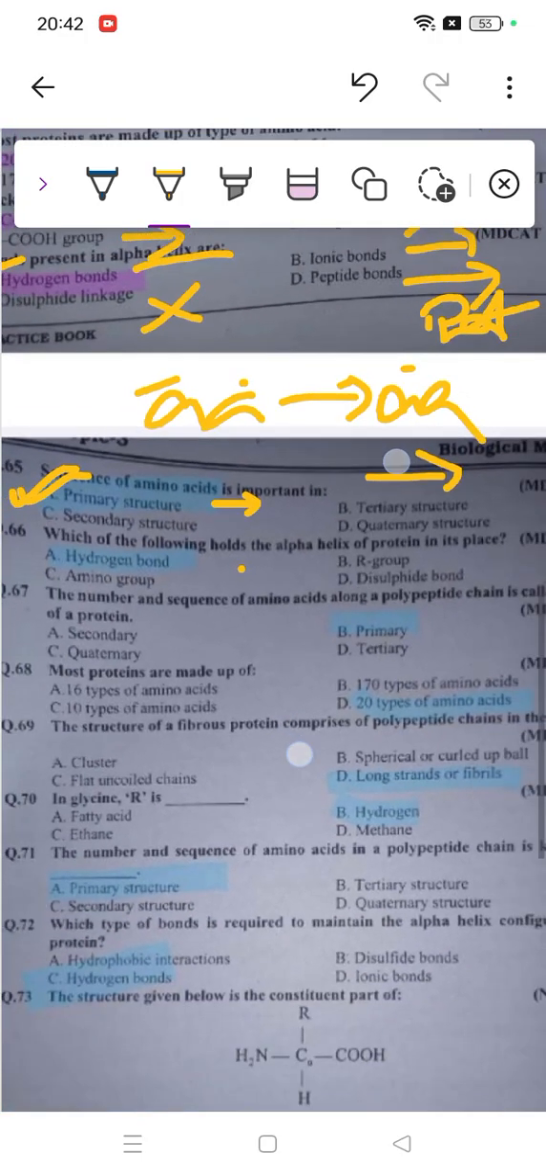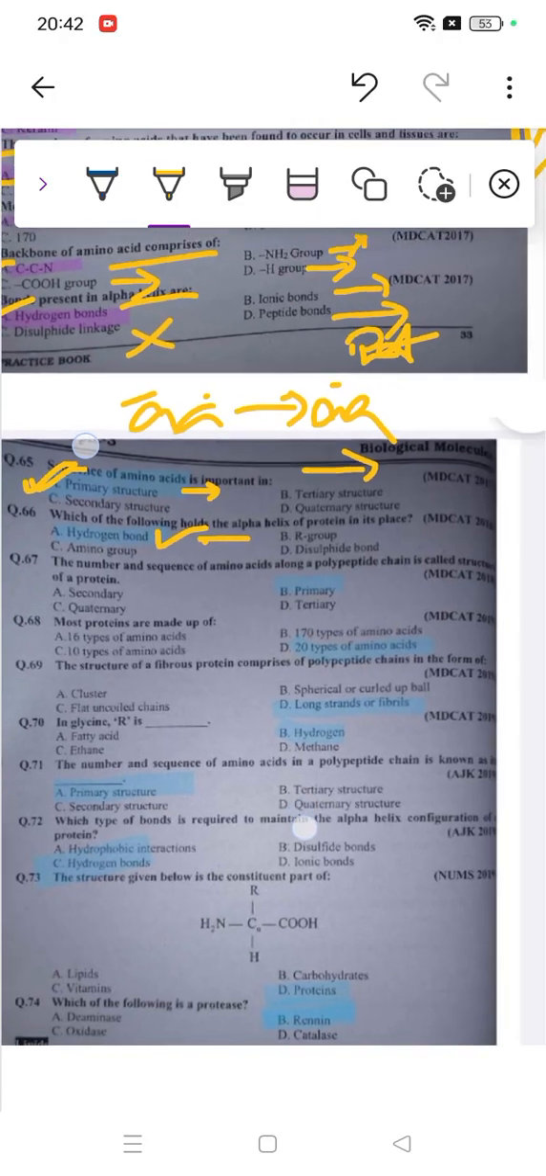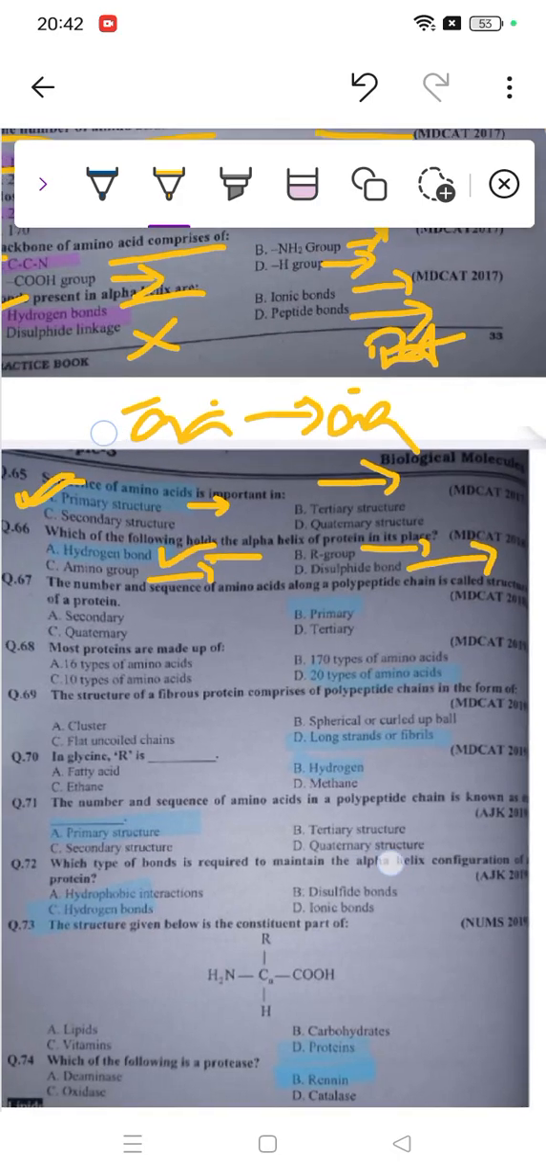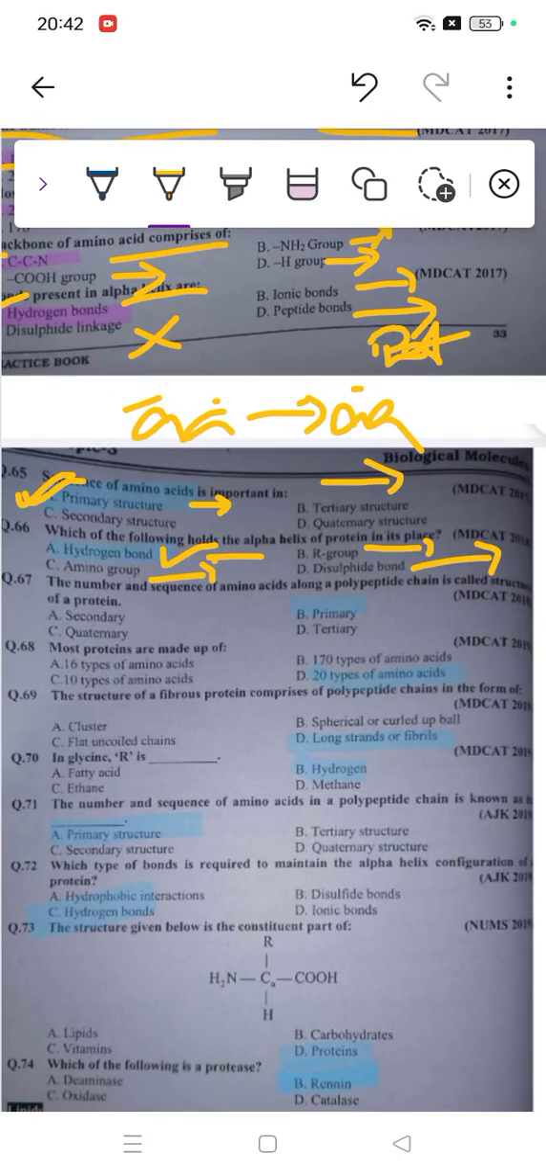Which of the following holds alpha helix of protein in its place? Alpha helix means hydrogen bond, because the amino group and R group are not involved, and disulfide means sulfur bond between sulfur. So hydrogen bond is the right option, because we even did a similar question here as well.